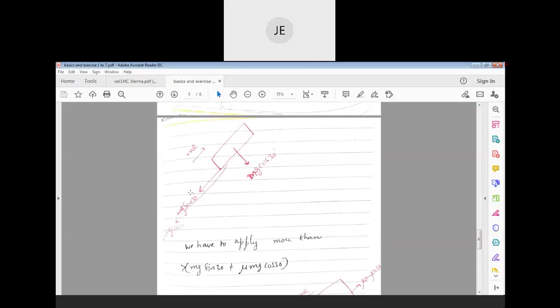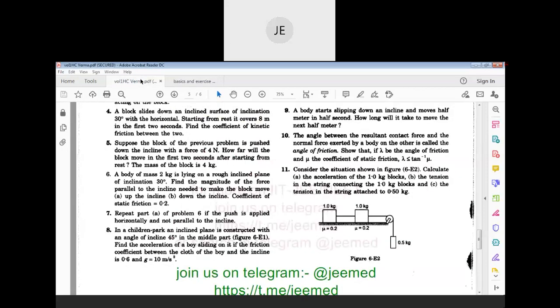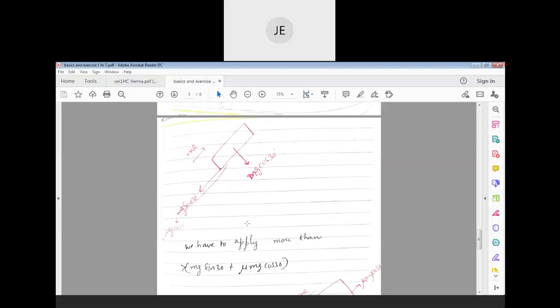So you just substitute m value as 2 kg, sin 30, cos 30, g value as 10 and the frictional coefficient as 0.2. You will get the answer. What is the answer? Answer is given as 13 Newton, I think. The answer you should get is 13 Newton. Greater than 13 Newton you have to apply so that it will move upwards.